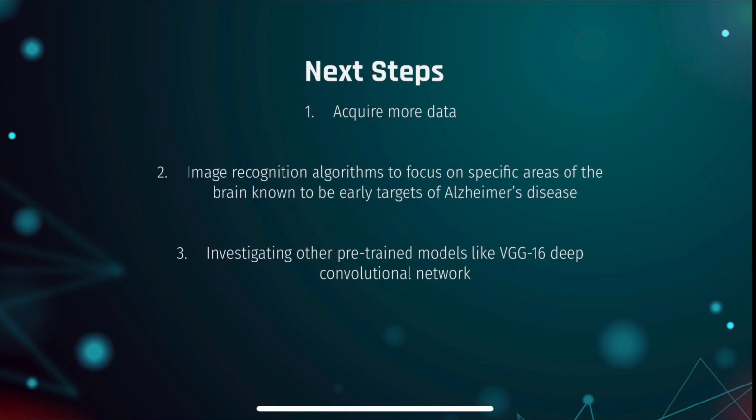There are some ways that we can take this project further, the number one being to acquire more data. It is possible that our models have been overfitted to our dataset, and the only way to solidify or disprove that claim is to acquire more data. The second is to find different image recognition algorithms to focus on the specific areas of the brain known to be early targets of Alzheimer's disease. We noticed trends in the MRI scans toward the center of the brain, so we cropped our images to focus there. But there could be other areas of the brain that could be easier and could also be more accurate.